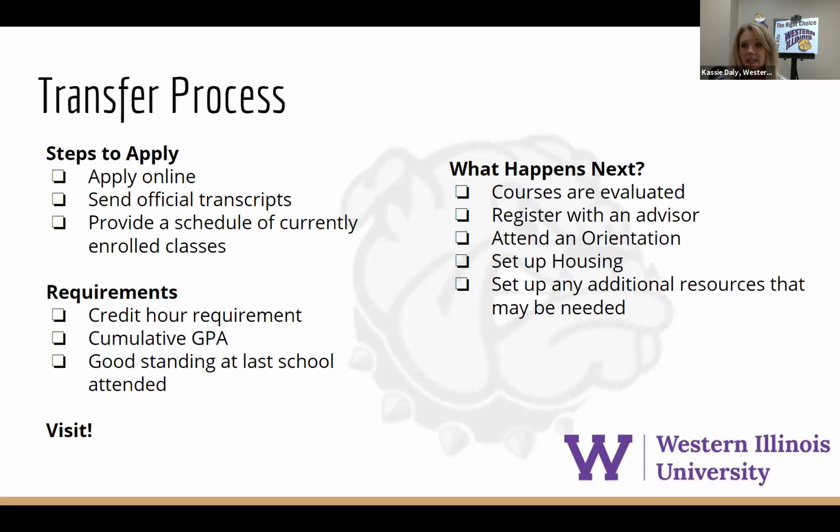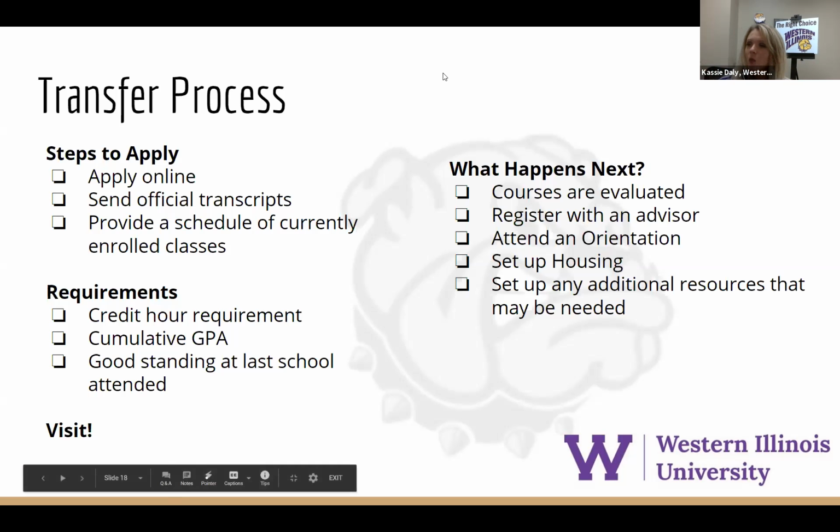For the requirements to get in, you do have to have at least 24 credit hours or more. Different four-year institutions will have different markers on what's considered a transfer student, but for Western, we're 24 credit hours or more. And then a cumulative GPA. So cumulative GPA means everything from the very first class you have taken to the very last class that you've taken, and what the GPA is over all of those credits. And then we want you to be in good standing at the last institution that you have attended. So that's super important.